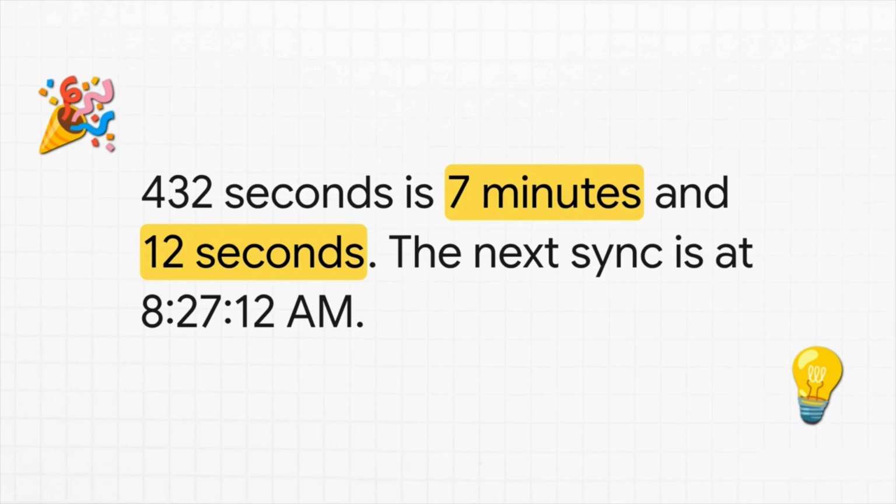So if the last time was at 8:20 sharp, the very next time they'll all sync up is at 8:27 and 12 seconds. And there you have it. That's the answer. Not so bad when you had the right tool, huh?